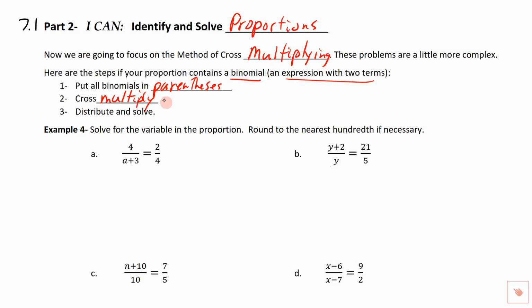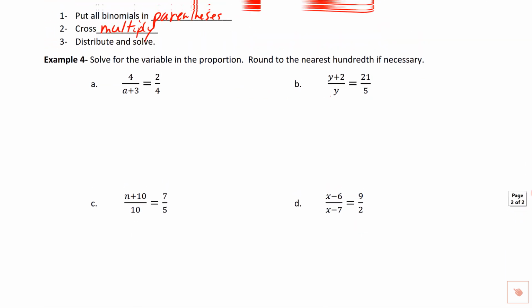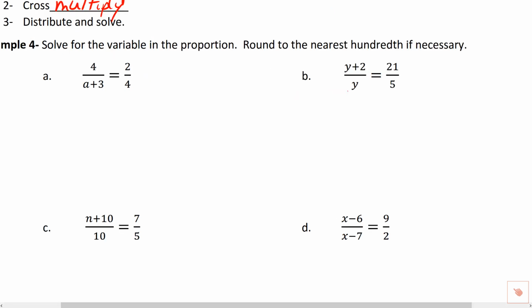And if there are parentheses, that's going to involve some distributing and that sort of thing. So the next thing is, of course, distribute and solve. So it says solve for the variable in the proportion, round to the nearest hundredth if necessary. So let's keep that whole rounding thing in mind. And then here's what we're going to do on this one right here.